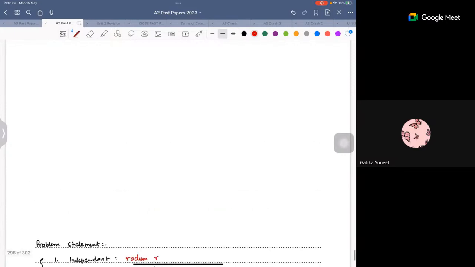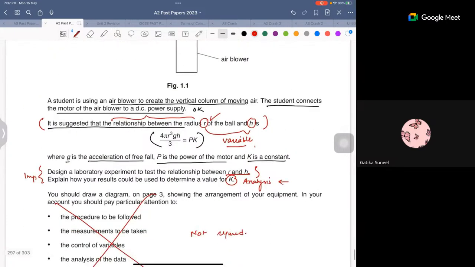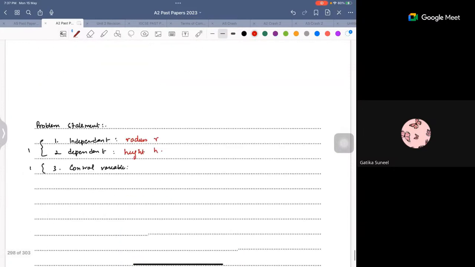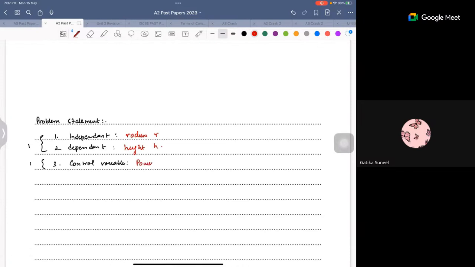Now, what do we need to control? Let's see. So in this question, we have R, A, G is constant, as it will stay constant. K is a constant. So P is the factor that must be controlled, because this is changing the equation. So what is P? Let's read. P is the power. Okay, so I'm going to write P should be controlled. Power of motor must be constant. All right, so you write this, you get 2 marks out of this. So problem statement is 2 marks.